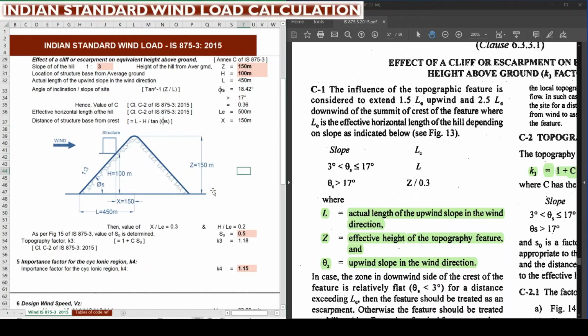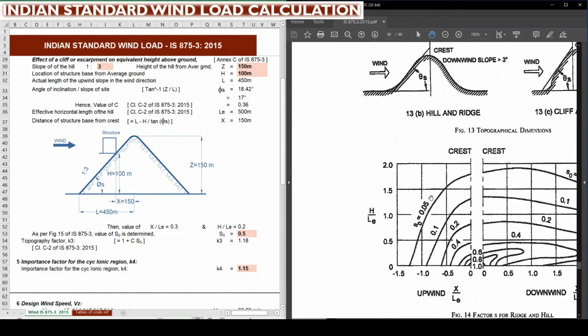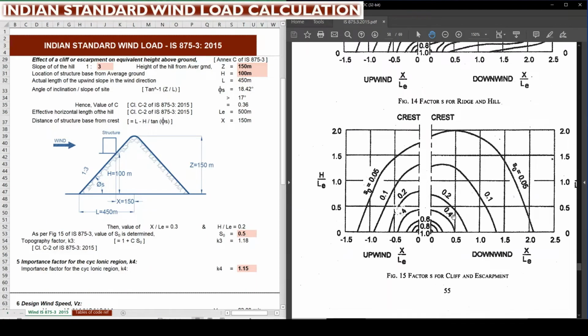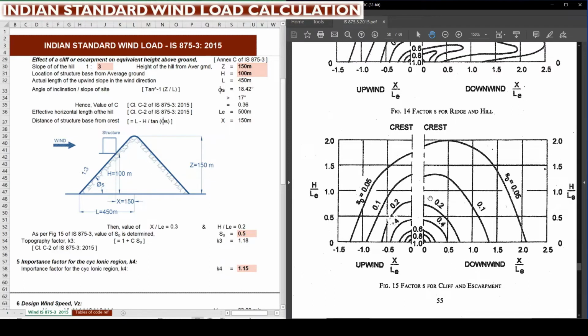So after finding this X value and LE value, then we need to find out the value of S naught using figure 15. So on the right hand side you can see figure 15. Here it is showing a graphical representation to find S naught. So you can see the parabolic curve which is showing S naught start from 0.05 to S naught equal to 1, which is inside.